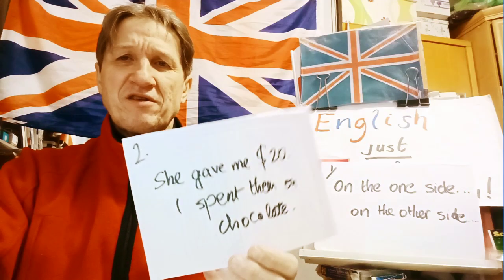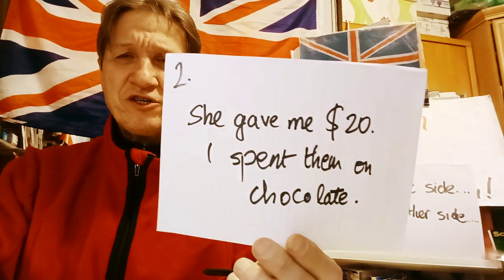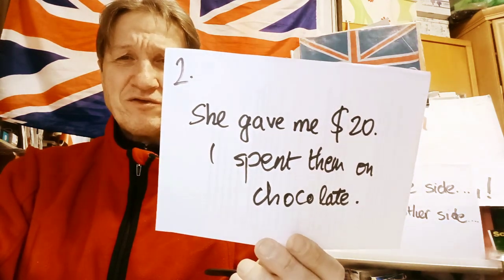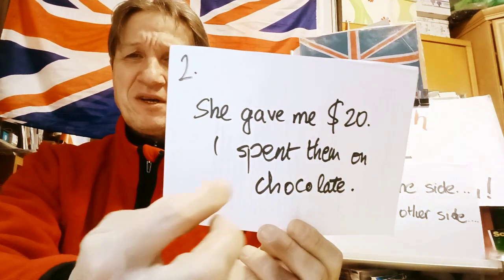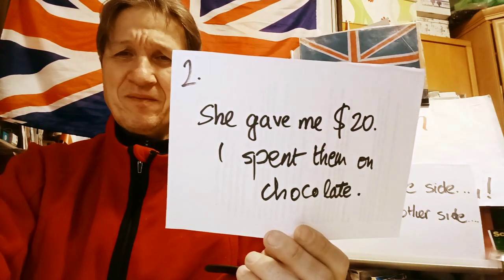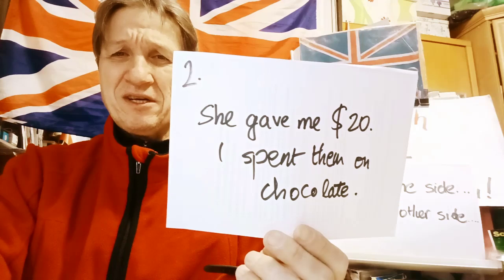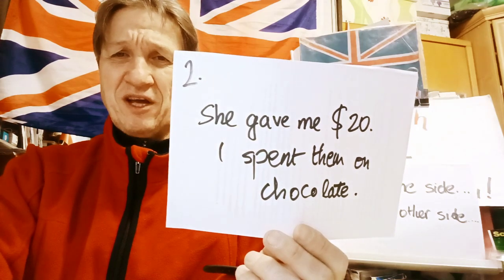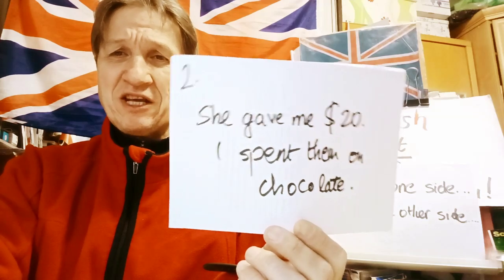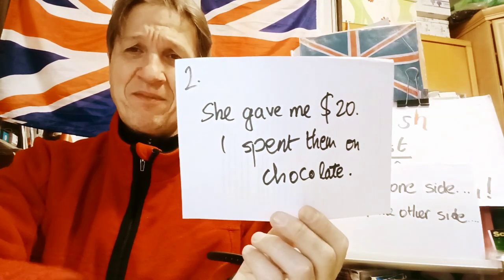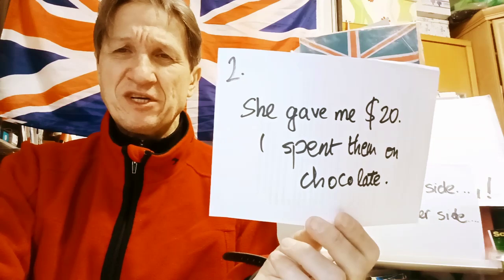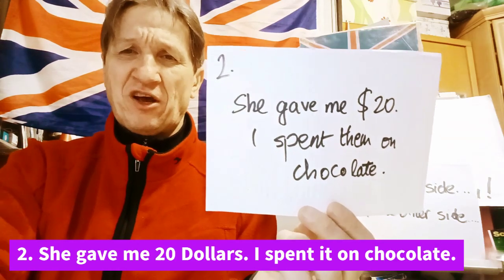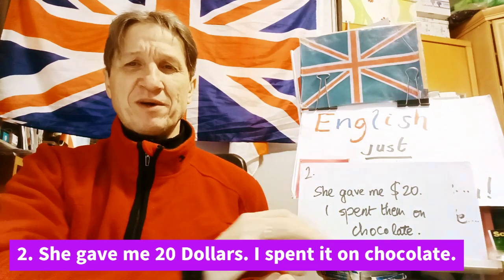We'll have a look at sentence number 2. Sentence number 2 then, which is, "She gave me $20. I spent them on chocolate." The problem concerns the object pronoun them. It's money. Money is not countable as such, so we give it the singular personal pronoun. So instead of them, we need to use the object pronoun it. So the sentence should read, she gave me $20, I spent it on chocolate, or whatever I spent it on.